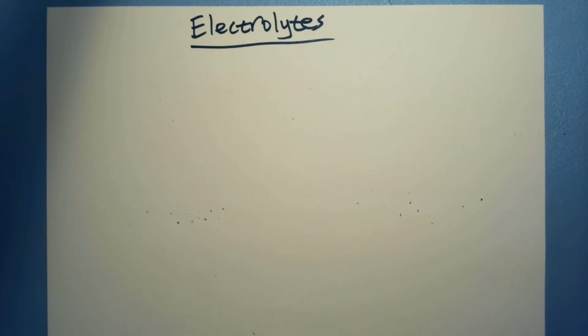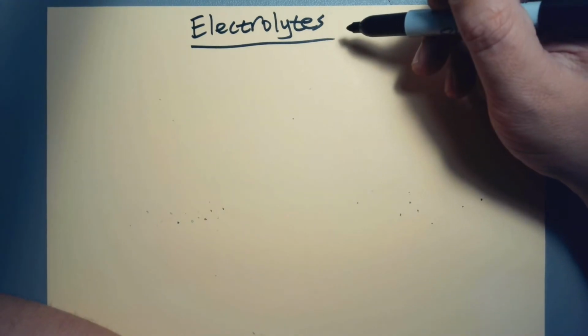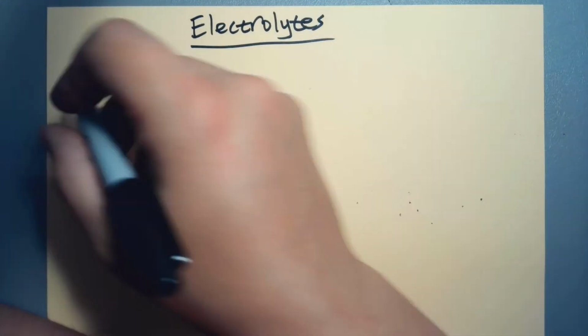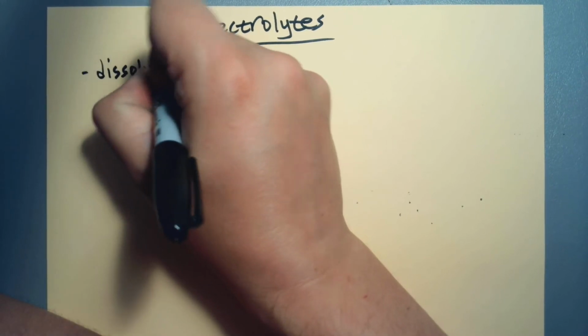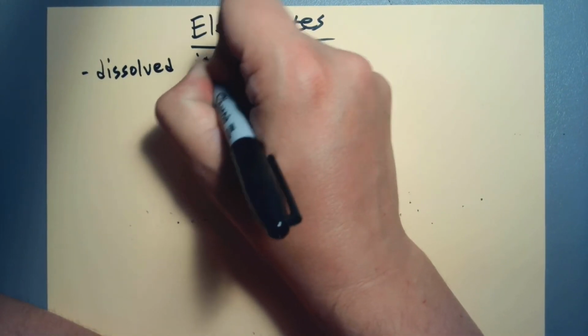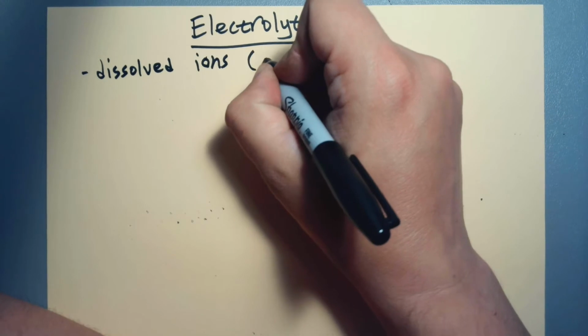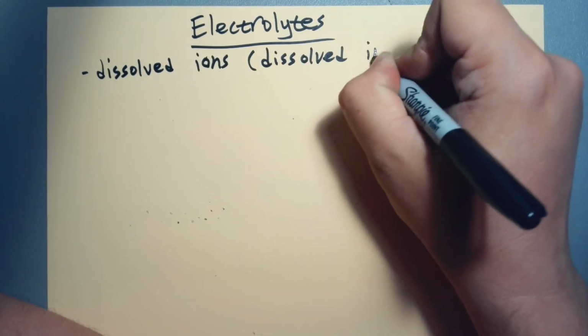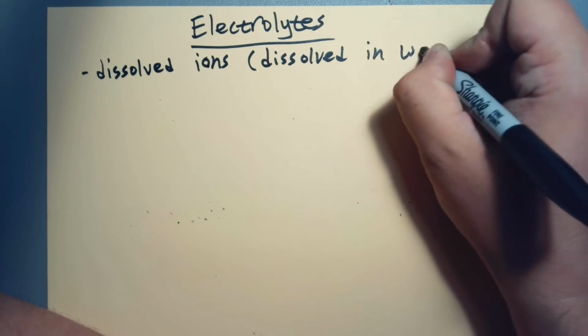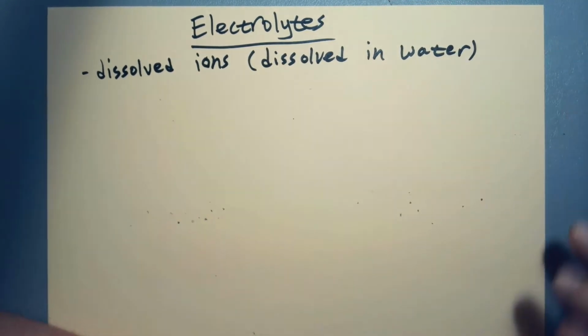Okay, so we are going to talk about electrolytes next. So, what are electrolytes? Well, these are just dissolved ions. And I mean dissolved in water, to be clear.